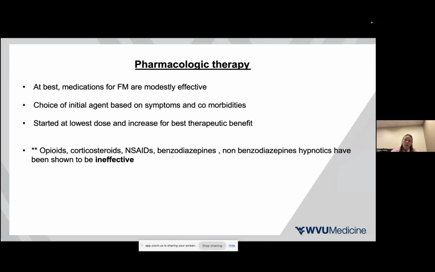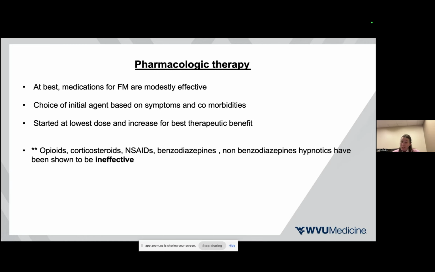So thinking about medication options, right? Really, medicines are only going to maybe give you a modestly effective benefit. So again, as we said earlier, use both non-pharmacologic and pharmacologic options, and also make sure that all their other comorbid conditions are well controlled and well managed. And when we normally think about where we want to start and what that initial agent should be, it's mostly going to be based on their symptoms and what their biggest complaint is, and then also their comorbid conditions and whether those things are safe. As with any medicine, start at the lowest dose and increase for the best benefit.